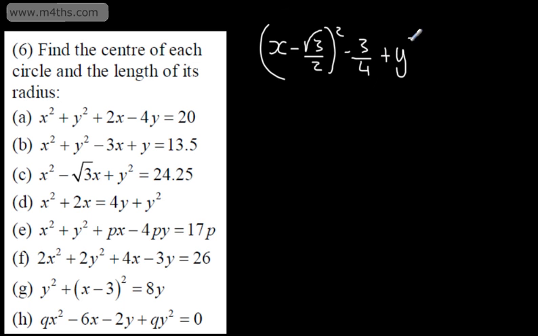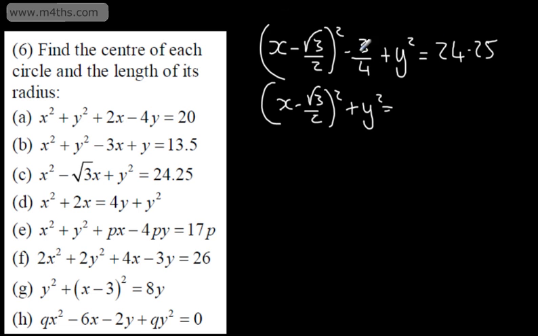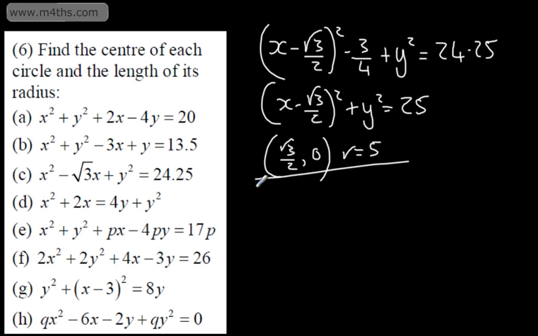If we look at this one, we only need to complete the square on the x terms. So x minus √3 over 2, which we need to square. And then we're going to subtract away from that 3 over 4. The y squared now has no term in y, and that's what we end up with, and that's 24.25. So x minus √3 over 2 all squared plus y squared is equal to, what's that going to give me, 25? So we've got now a centre of √3 over 2, comma, 0, and a radius of the square root of 25, which is 5.